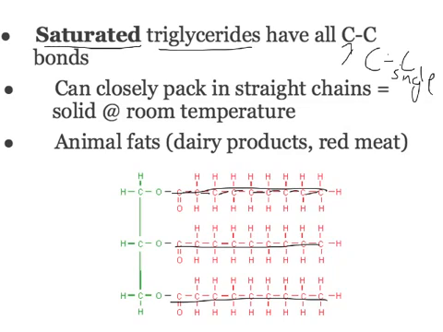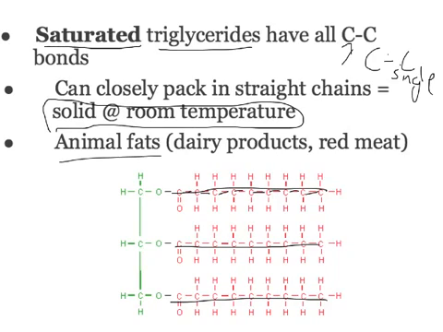There are no kinks, no bends. Because they're all straight, they can all pack in really closely together, and because they can pack closely together, they end up being solid at room temperature. You might remember from previous science classes that if molecules are really close together, you get a solid. If they're a little bit further apart, you get a liquid. And if they're very far apart, you get a gas. So because these fats are all nice and straight, they can pack in close together and become solid. Saturated triglycerides are things like animal fats, like butter, the fat you find on red meat, like steak. Those are all saturated because they're solid at room temperature, and that's because they can pack in nice and close together.